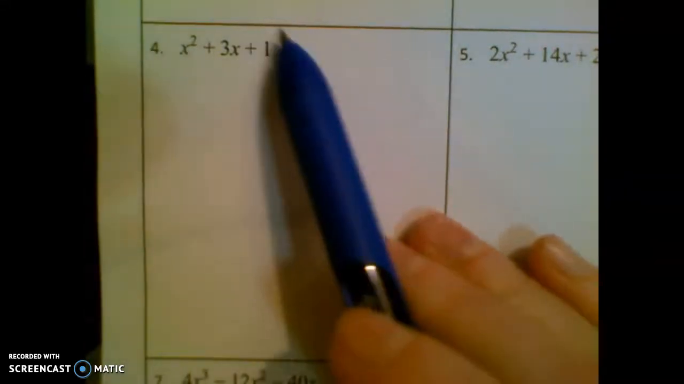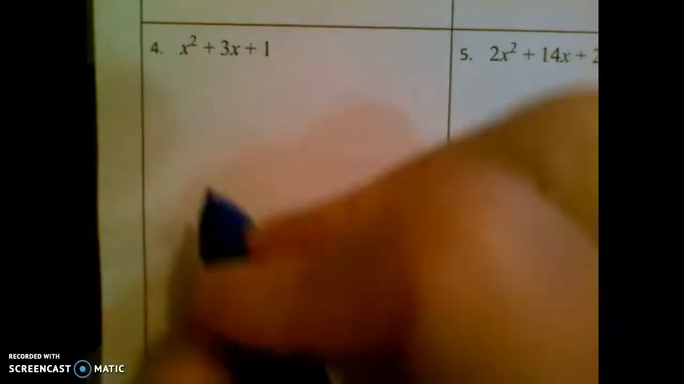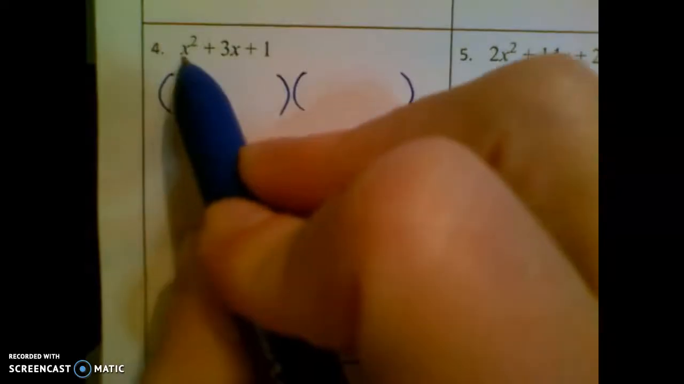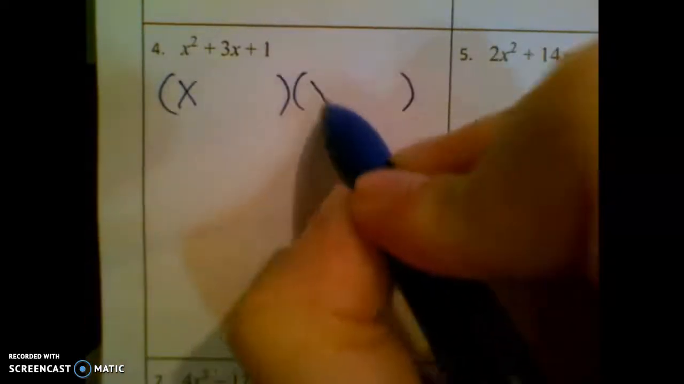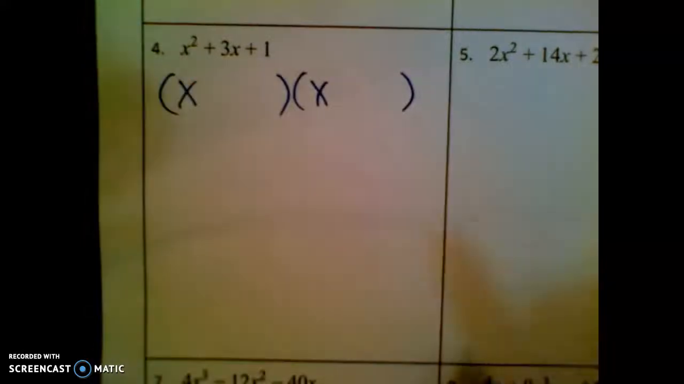Checking for x's, there's no x here, so there is no GCF. I'm going to stop writing the no GCF thing and just go straight to step 2. I'm going to do my 2 parentheses. Again, how do I get x squared? Well, that's x times x. And I'm allowed to do x method because I have leading coefficient of 1, so I'm going to go ahead and draw my x there.